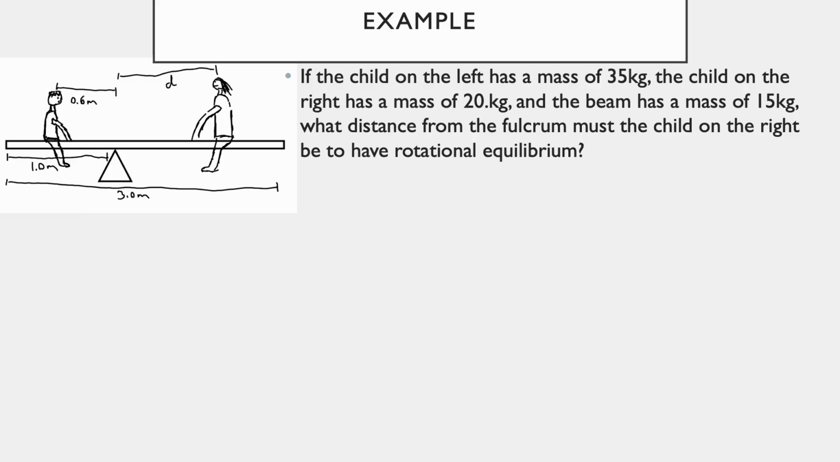So we have the same diagram as before, but in this case, if the child on the left has a mass of 35 kilograms, the child on the right has a mass of 20 kilograms, and the beam has a mass of 15 kilograms, what distance from the fulcrum must the child on the right be to have rotational equilibrium? So we know that the sum of torques must be equal to 0, and we have torques in this case coming from 3 places. So we're going to have torque A plus torque B plus torque C equals 0, where torque A is one child, torque B in this case is the beam, and torque C is the other child.